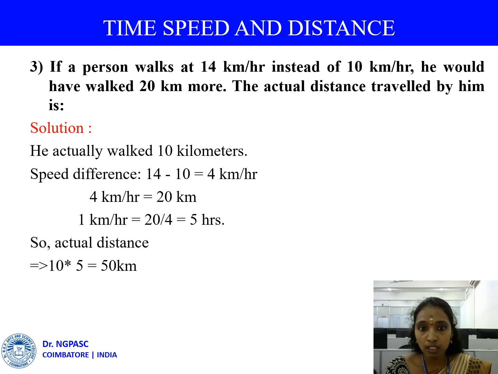So at a speed of 4 km per hour, he would have walked a distance of 20 km. So for 1 km per hour, how many hours did he cover the distance? In 5 hours, he covered 1 km per hour speed. Now what is the actual distance we need to calculate? Actual distance equals speed into time. Here the actual speed is 10 kilometer and the time is 5 hours, so 10 into 5 is 50 kilometer.